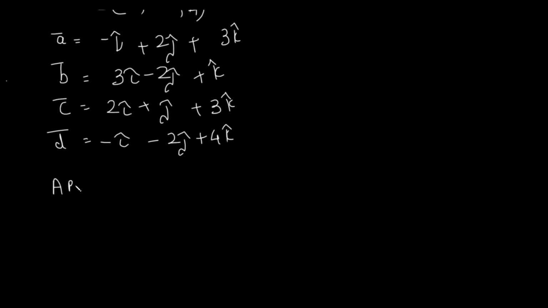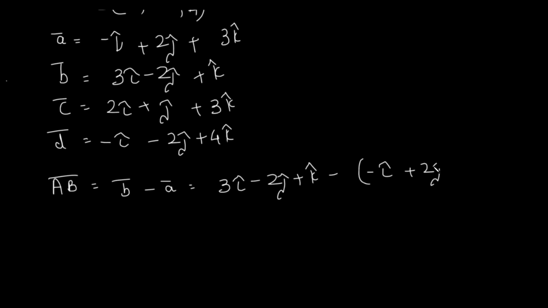So we find AB bar, which is B minus A, which comes out as 3i minus 2j plus k minus (minus i plus 2j plus 3k). If we just solve it, 3i plus i gives us 4i. Remember, sign changes when you open the brackets. Minus 2j minus 2j gives us minus 4j. And k minus 3k gives us minus 2k. So this way we get AB.